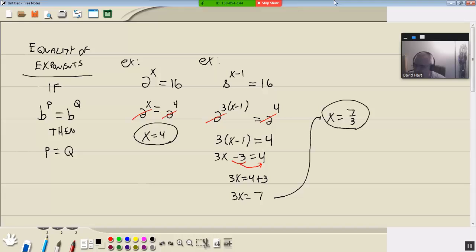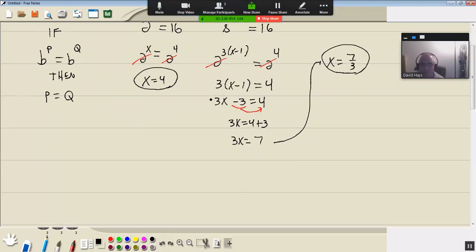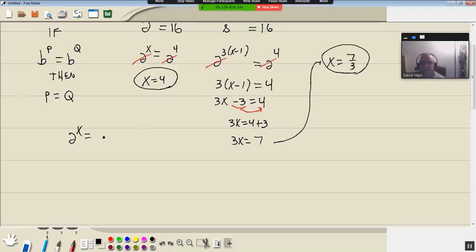You may have to rewrite a radical in fractional power form in order to work it. For example, if I had 2 to the x is equal to the square root, or cube root, let's say, of 2. We don't want radicals anywhere in this chapter. So cube root of 2 is 2 to the 1/3 power. Now since they're both 2 to the power, the 2's would cancel.